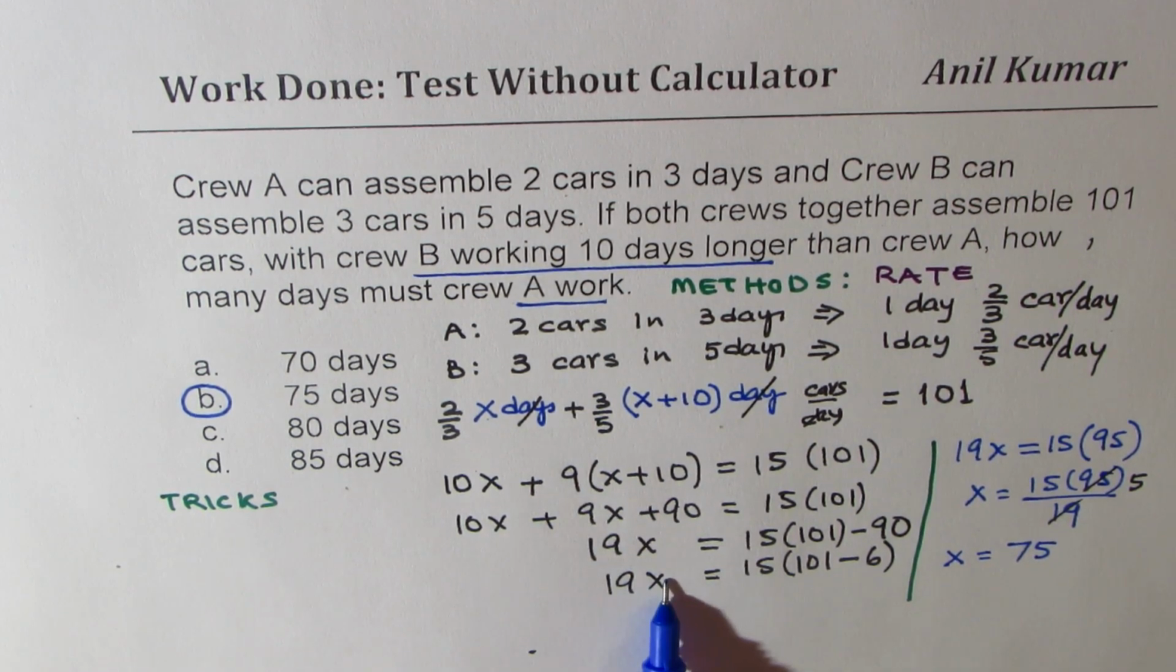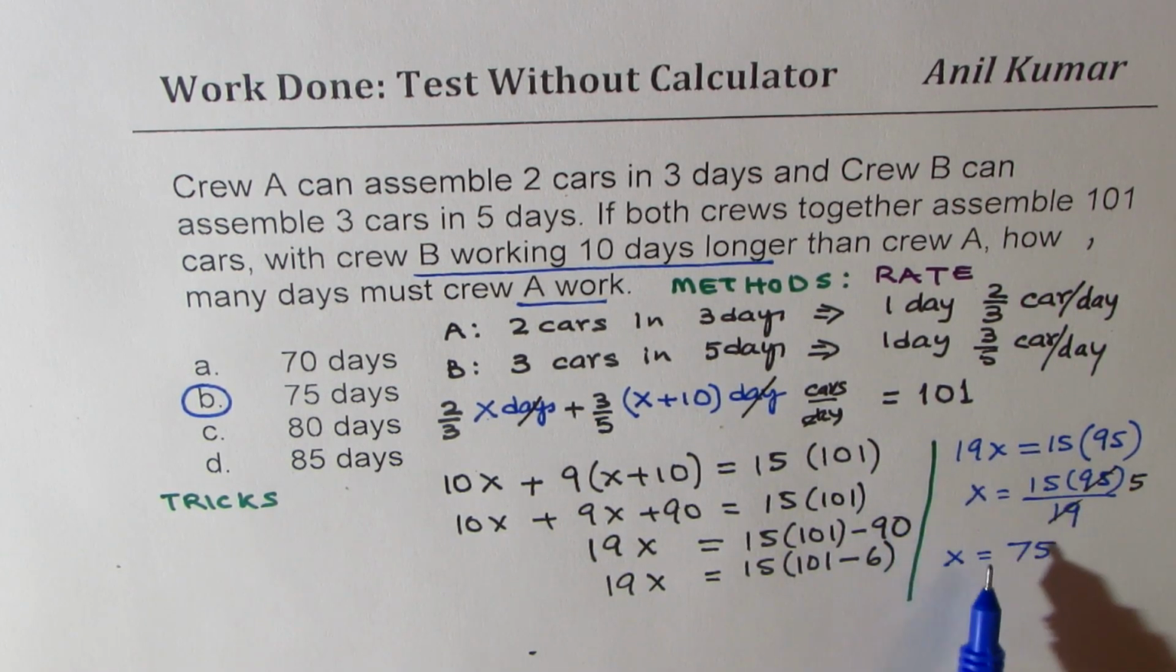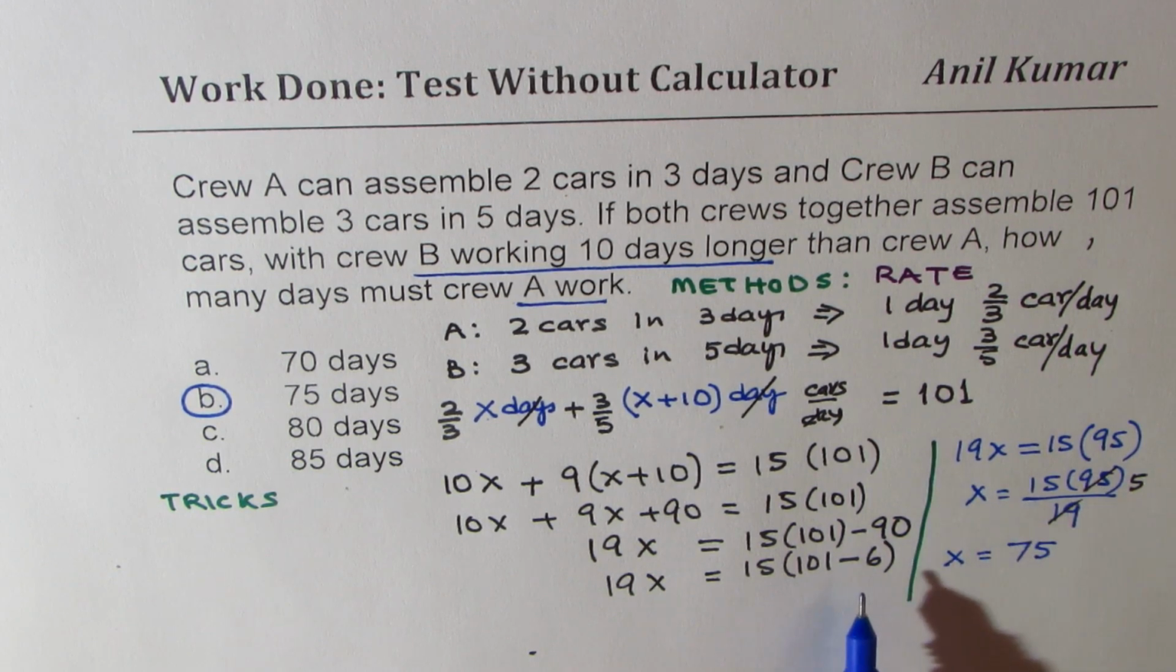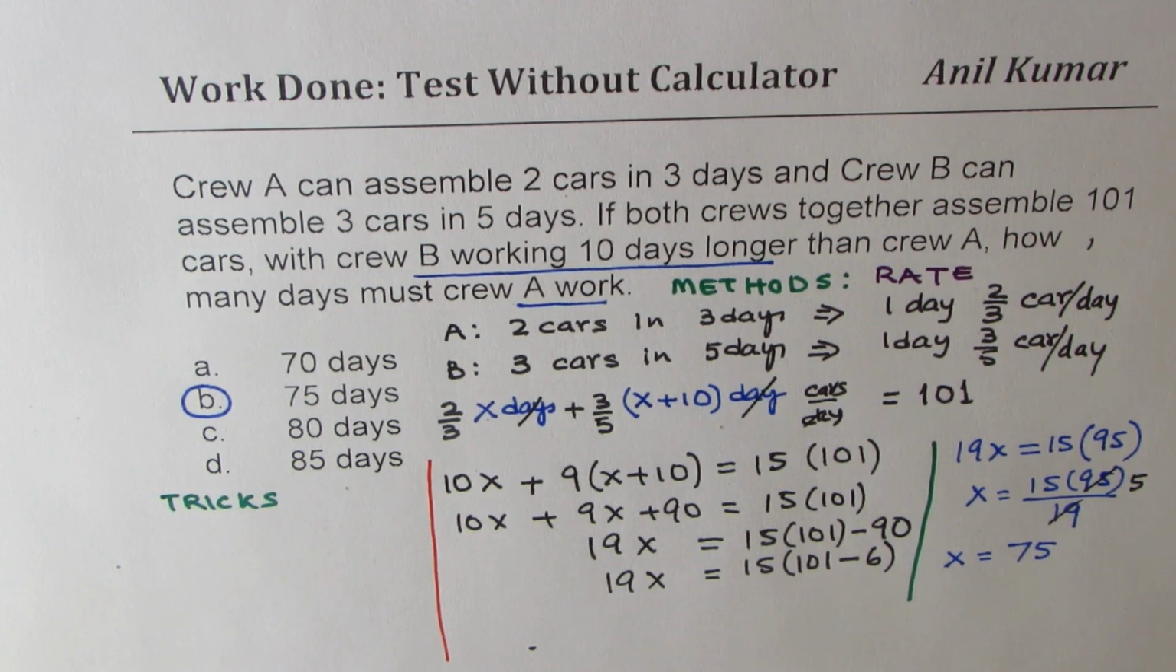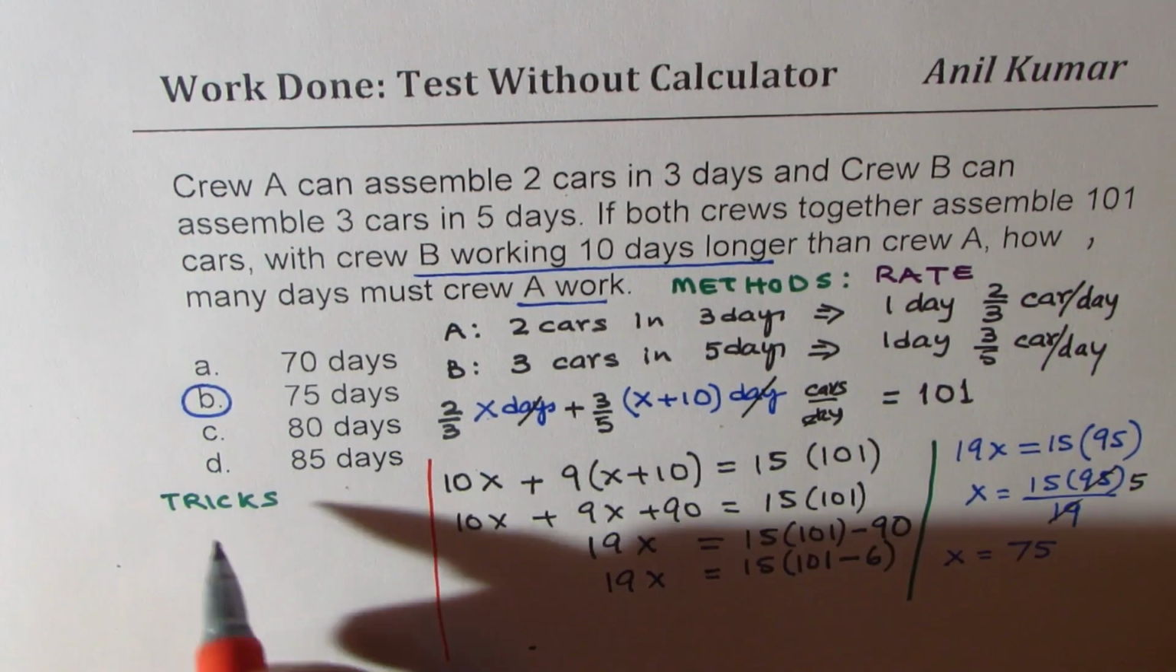And solving for X, see how we did common factor, not multiplying and getting into big numbers. We can get the value of X as 75. So this is a standard method which can be used to solve this equation. Now here, we'll not talk about the tricks.